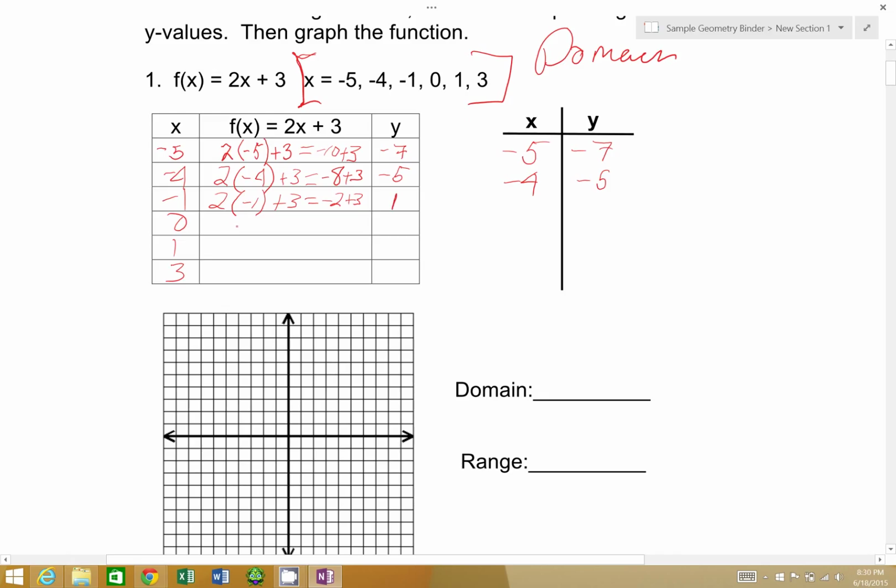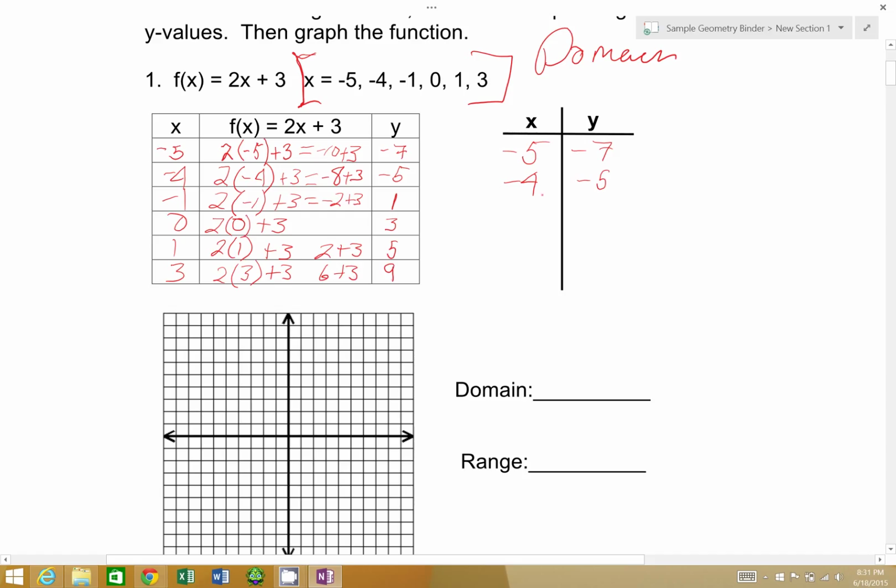Plug in a 0. 2 times 0 plus 3. Well, obviously, 0 times anything is 0. So my coordinate for y is 3. Next, 2 times 1 plus 3. That gives me 2 plus 3, which is 5. 2 times 3 plus 3 gives me 6 plus 3, which is 9.